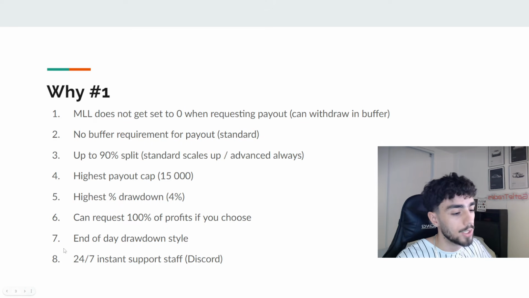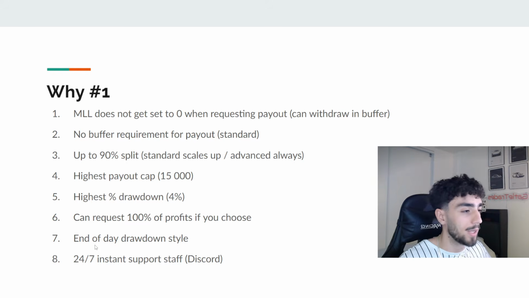I think they're all great in their own unique way. Me personally, I don't like live trailing drawdown. I want my drawdown to be end of day. So on AlphaFutures, if you make $500 and then you lose $500 later in the day, it doesn't matter. Your drawdown is still the exact same where it was.